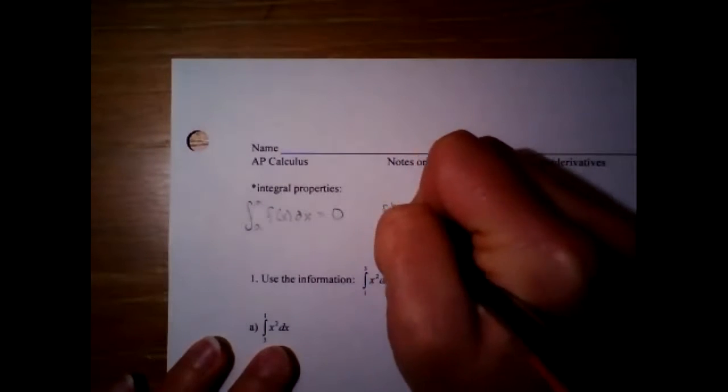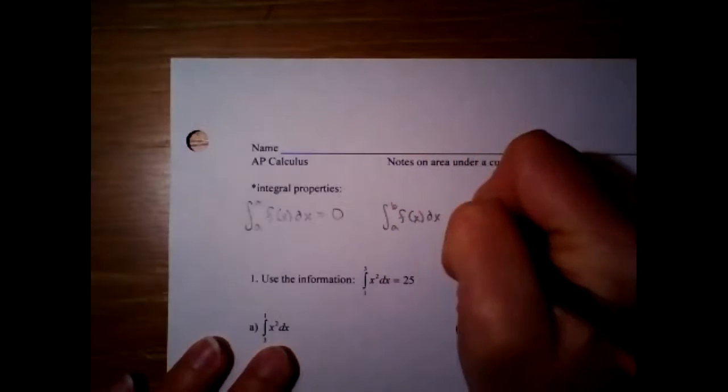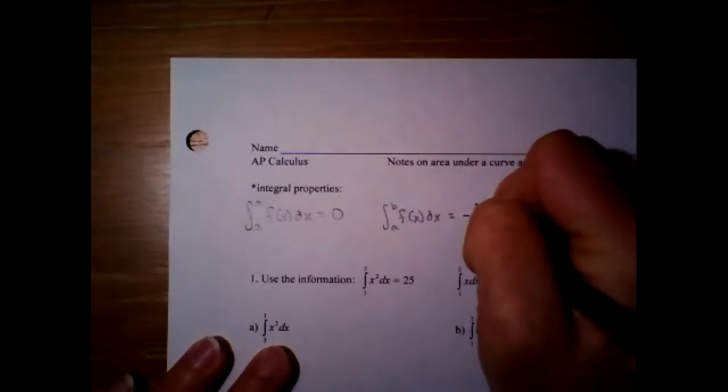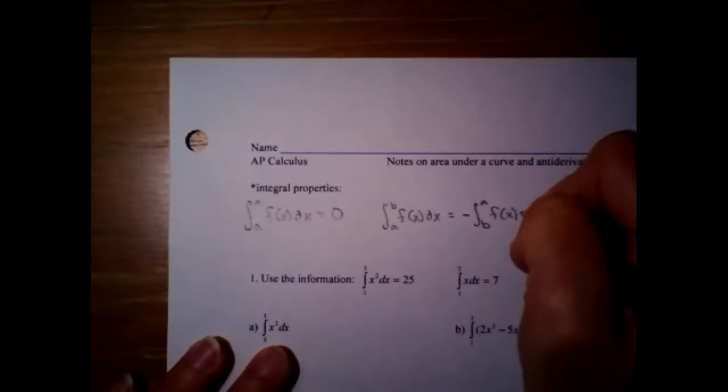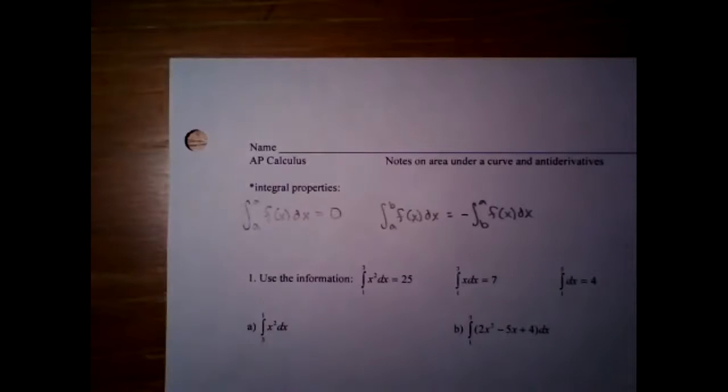Right, and then the next one, integral from a to b of f of x dx equals negative integral from b to a of f of x dx. So if you reverse the boundaries, that's going to make your answer the opposite sign. If it's positive, it'll be negative; if negative, it'll be positive. That should make sense. It's like you're traveling the other direction. You're accumulating area backwards.